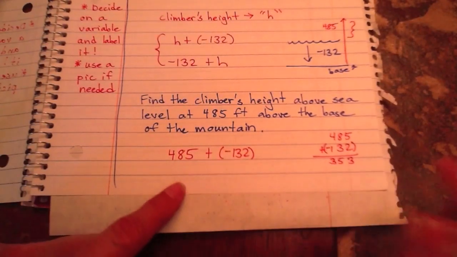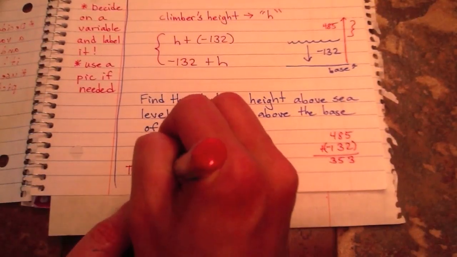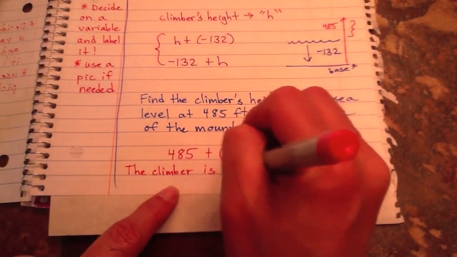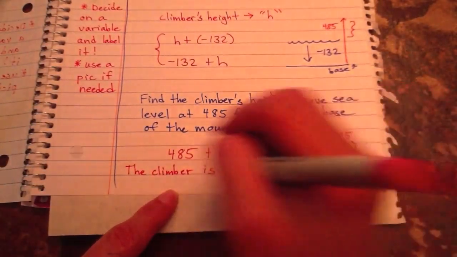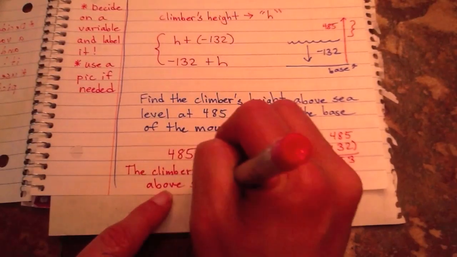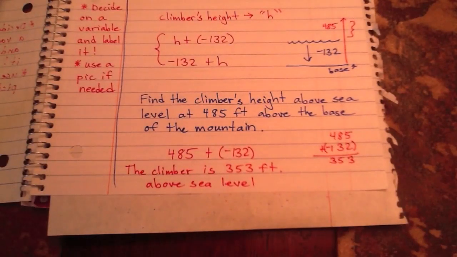So the answer is the climber is 353 feet above sea level. And I always want you to answer these questions in words explaining what you just answered.